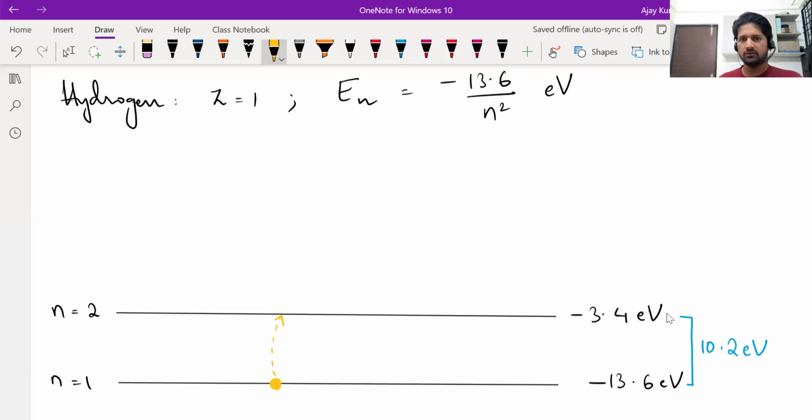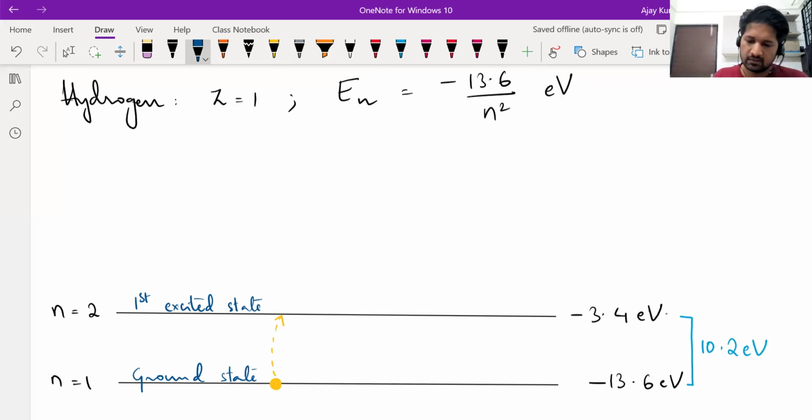And you can think of it in reverse also. An electron which is in the second orbit is called the first excited state. If an electron in the first excited state loses an energy of 10.2 electron volts, it will come down to the ground state. n is equal to 1 is called the ground state.